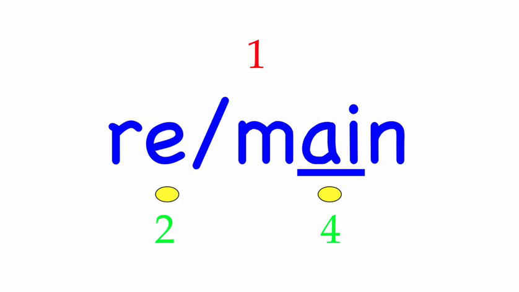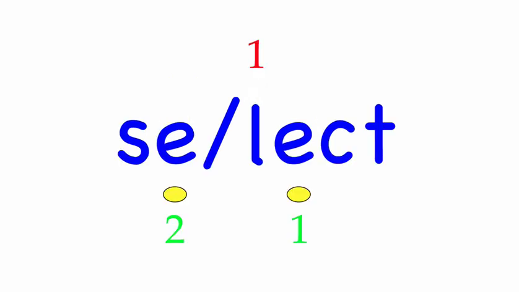Select. Select anything you want. Select. Now for spelling, we pronounce the word select. First syllable C, two sounds. S, E. Lect, four sounds. L, E, K, T. Select. Mark the word.